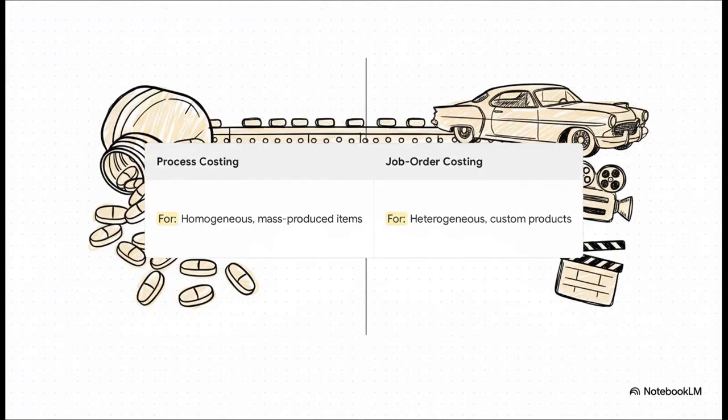Now, to really get what this is, it kind of helps to know what it isn't, and its opposite is something called job order costing. So if you're building a unique, one-of-a-kind custom car or you're filming a movie, you track all the costs for that one specific job. But if you're making millions of identical vitamins or cans of soda, you use process costing. It all just comes down to this: is the product unique or is it uniform?